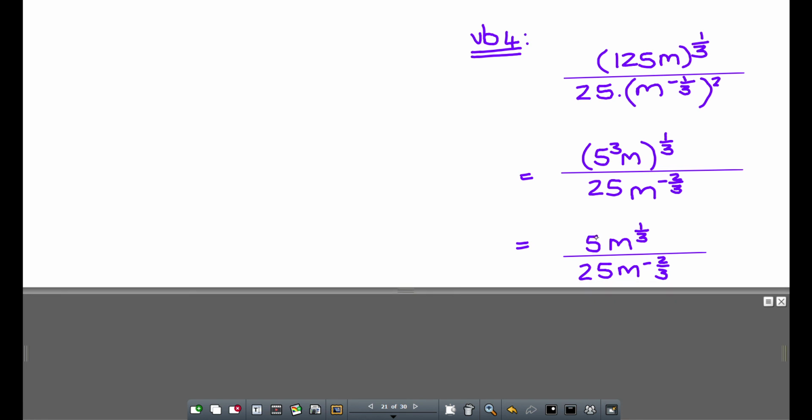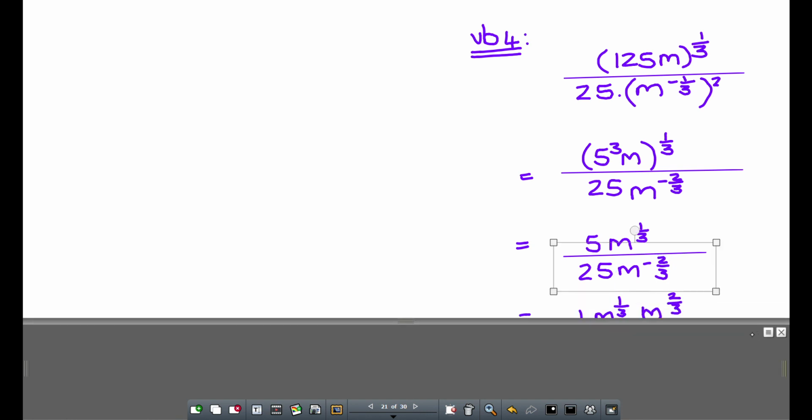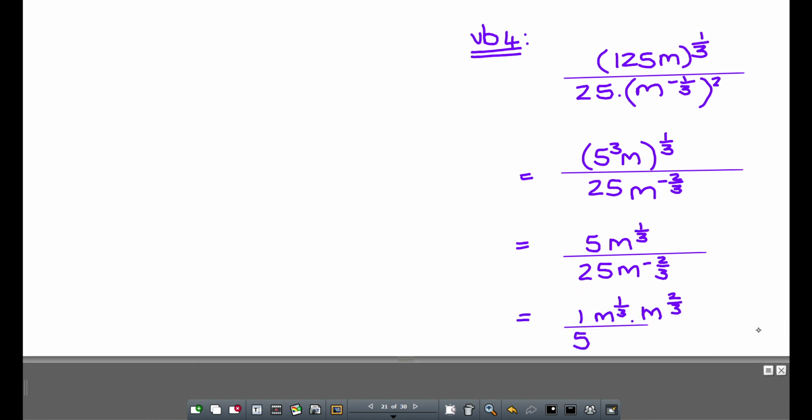Now I want you to see that 5 over 25 will become 1 over 5. And then, this m to the power minus 2/3. I want to change that exponent to be positive, so I'm going to take it to the top. There you will see 1 over 5, m to the power of a third, and then I took this to the top. So it becomes m to the power positive 2 over 3.